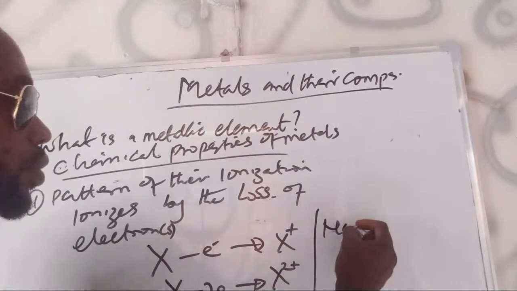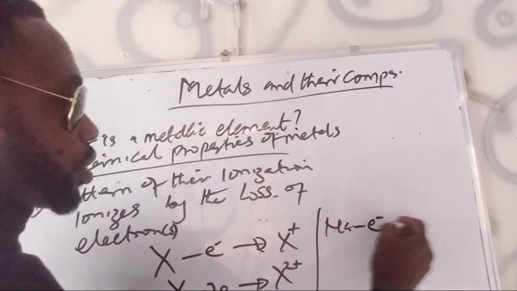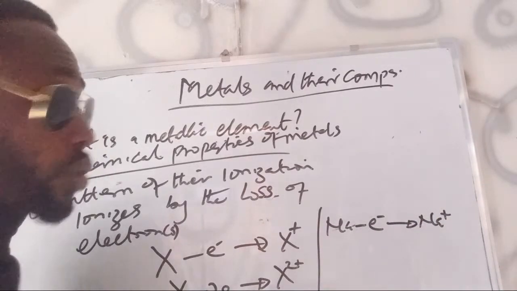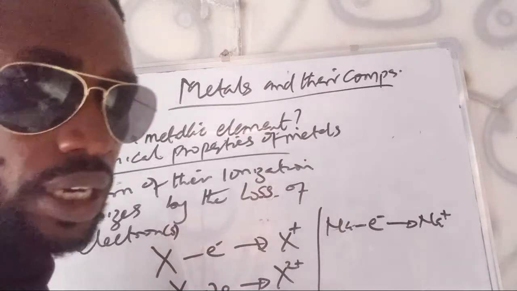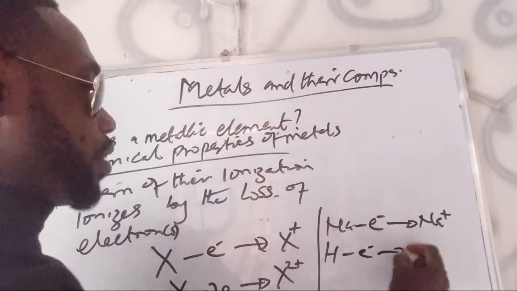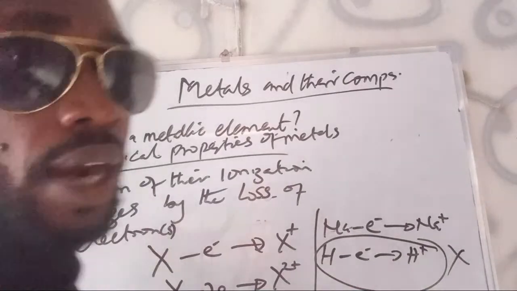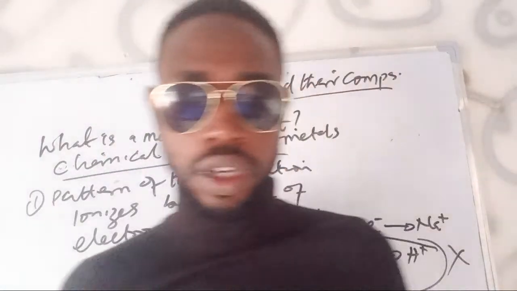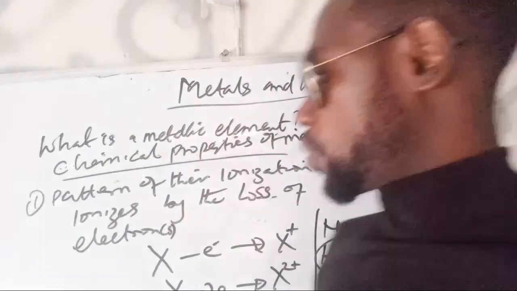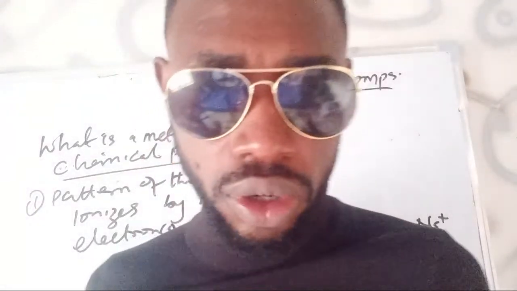Taking sodium here, sodium will lose its only electron in the outermost shell to become oxidized to sodium ion. And hence, if sodium behaves this way, sodium is a metal. And I told you earlier, the little deviation from this is that hydrogen can also behave like this to become hydrogen plus, but hydrogen is not a metal. It has a dual nature. It can behave as a metal and also as a non-metal, but naturally hydrogen is a non-metal. So the pattern of ionization, we say metals ionize by the loss of electron or electrons.